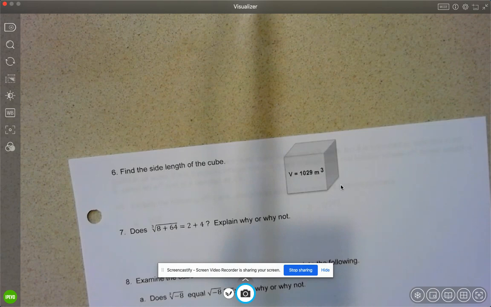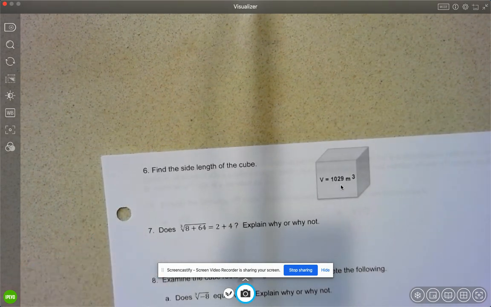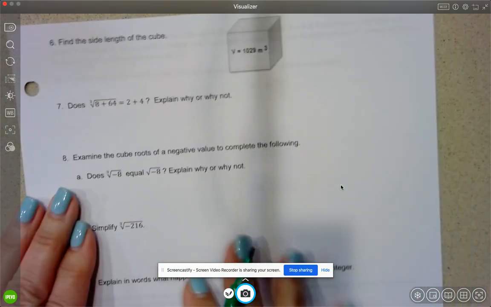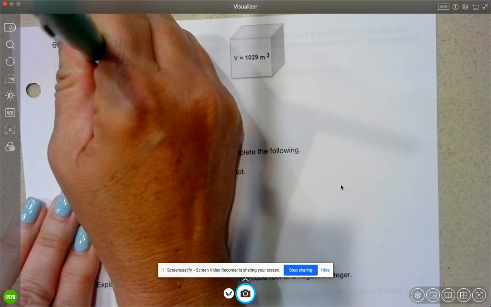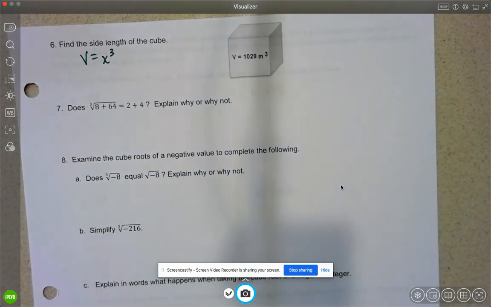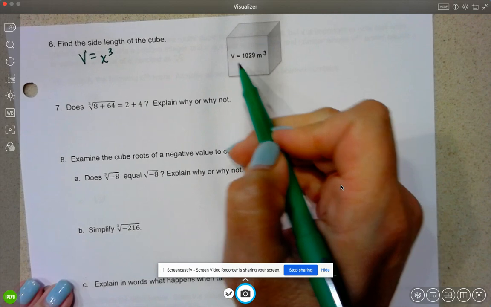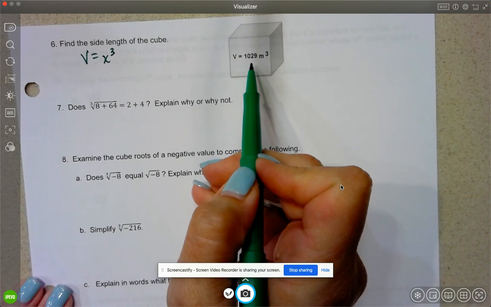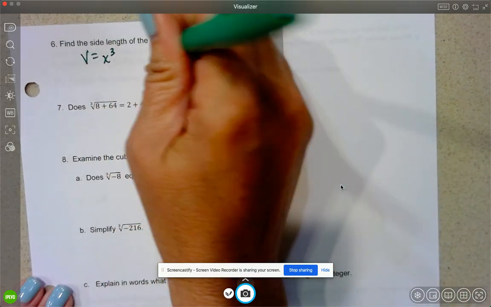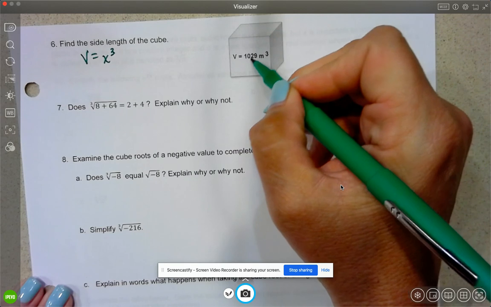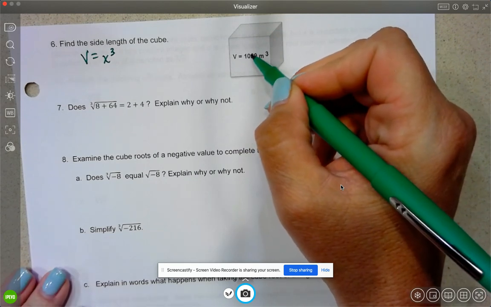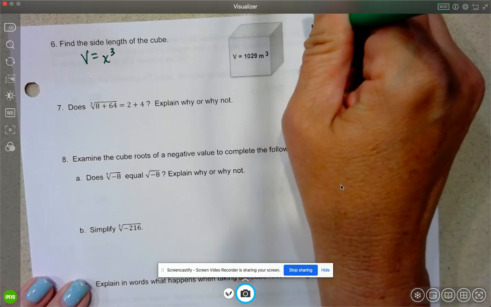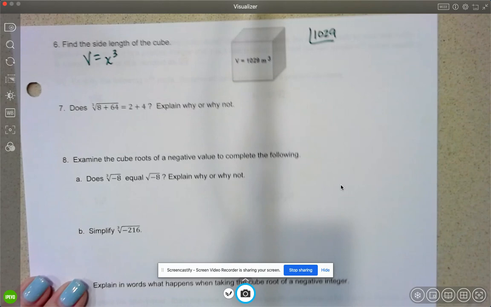So find the side length of this cube. Well, they gave us the volume, and volume is x cubed, right? So if they gave me the volume, I'm going to have to do the inverse operation of finding the cube root of this volume. So I need to figure out the simplest radical form to write the cube root of 1029. So I could start with my little factor tree division here.